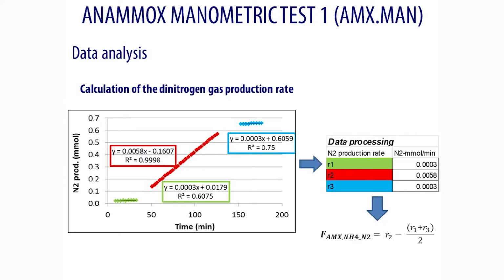Once the dinitrogen gas has been generated, the dinitrogen gas production rates can be computed through linear regression. 3 different stages can be identified. The first stage, rate 1, is before the addition of the substrates. The second, rate 2, is after the addition of the substrates, which corresponds to the faster gas generation rate. And the last, rate 3, is after the substrates have been consumed.